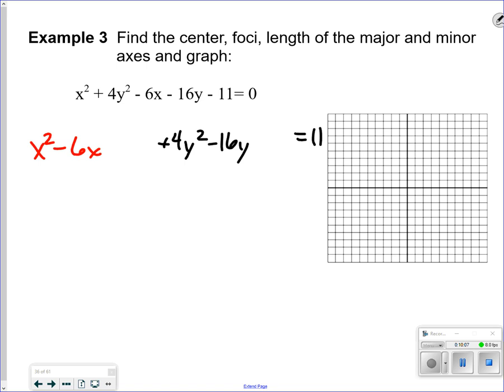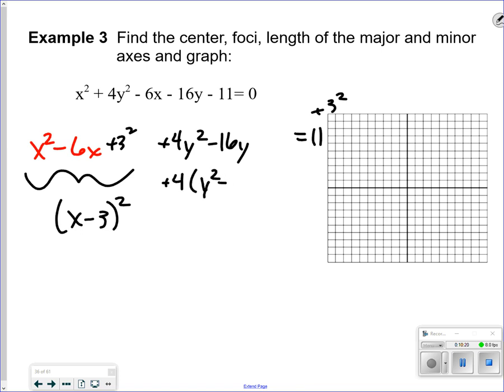Complete the square with x. Add 3 squared to both sides. That will complete your square with x. Now for the y, it was a little more complicated. There's an a value. So I have to take the a value out first.